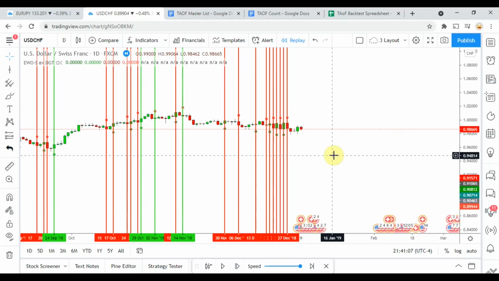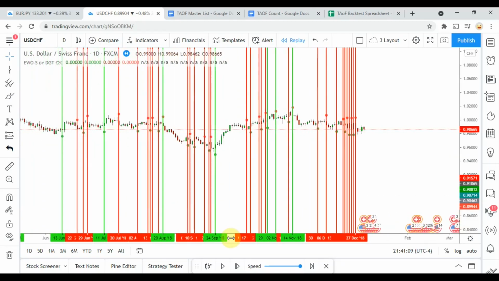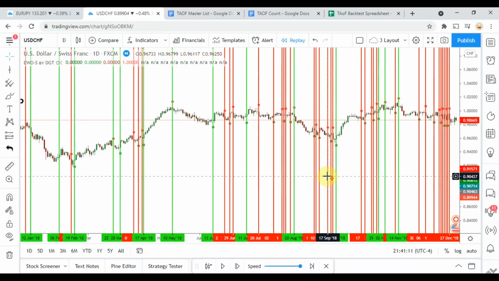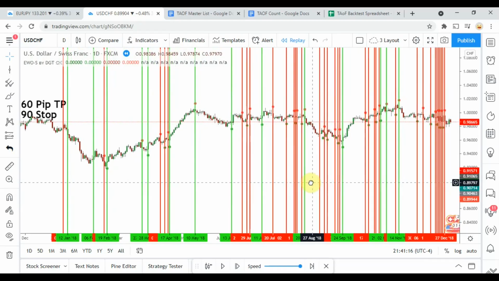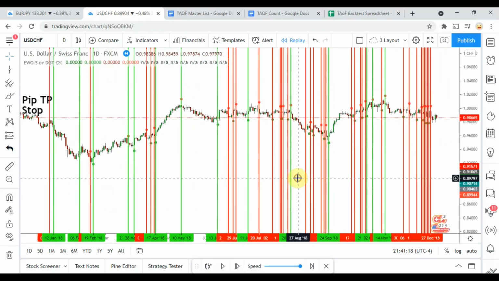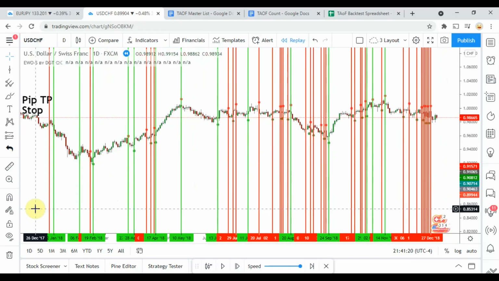All right, so back to the indicator here. Let's squeeze everything in here, back everything up to about right there. All right, let's count these out, see what we get.